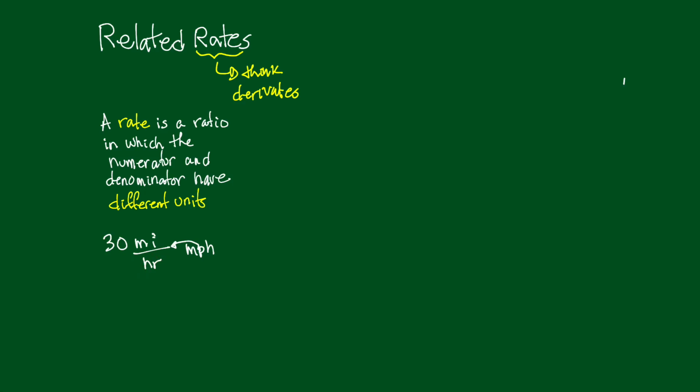Now, if the numerator and denominator have the same unit, like if I wrote 30 miles to 20 miles, we have the same unit here. This is just called a ratio. All right, so this is just a ratio. So a rate is a particular type of ratio, a ratio in which the numerator and the denominator have different units. And we are talking about related rates. So we're talking things like miles per hour.